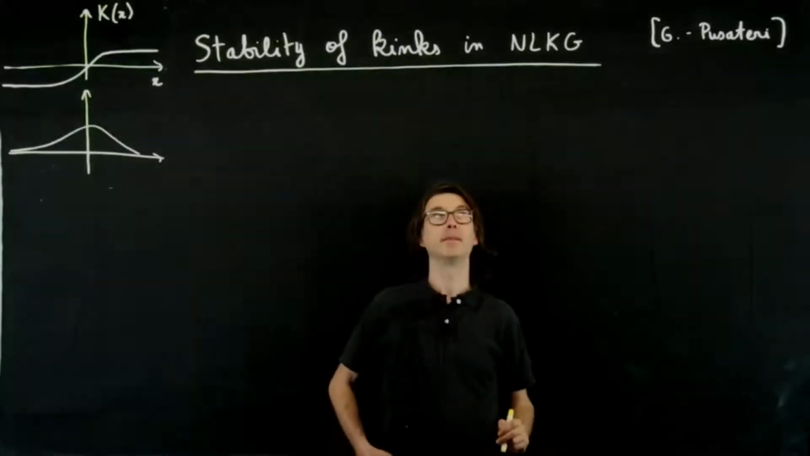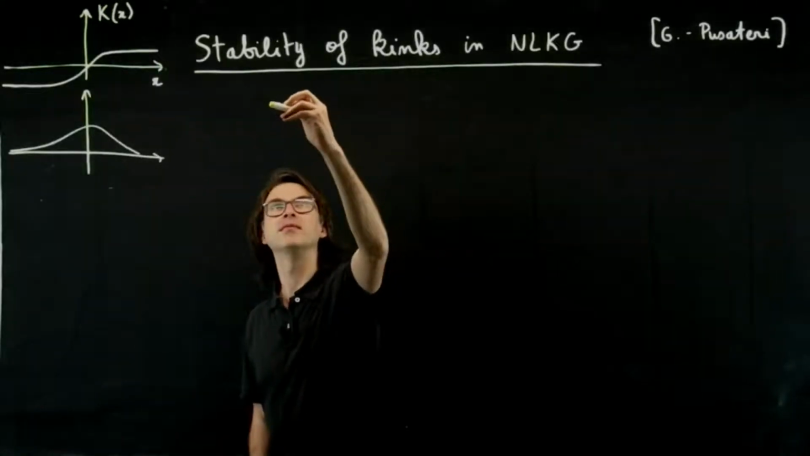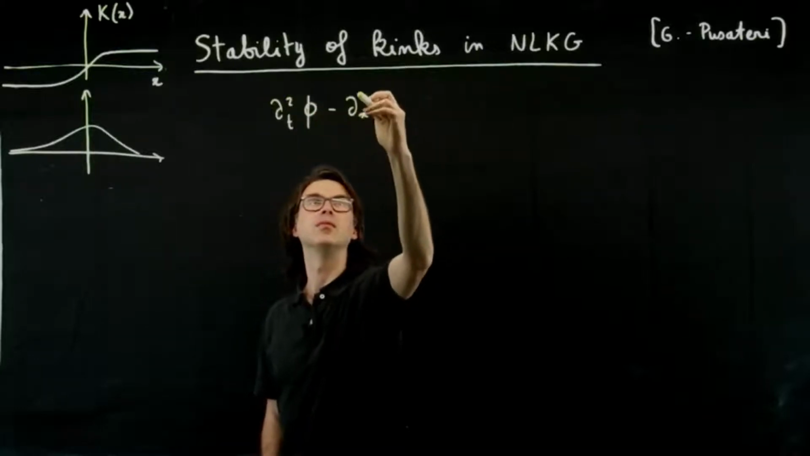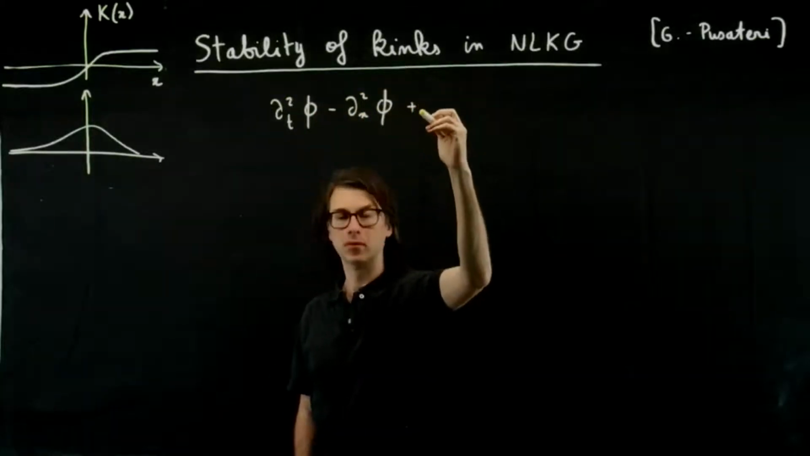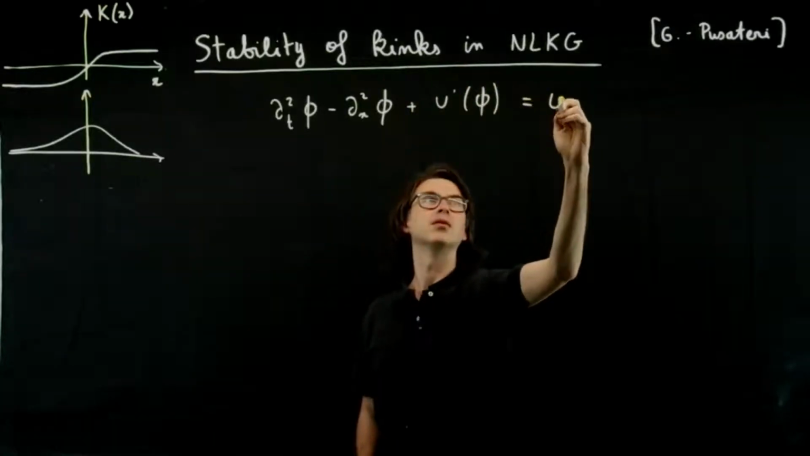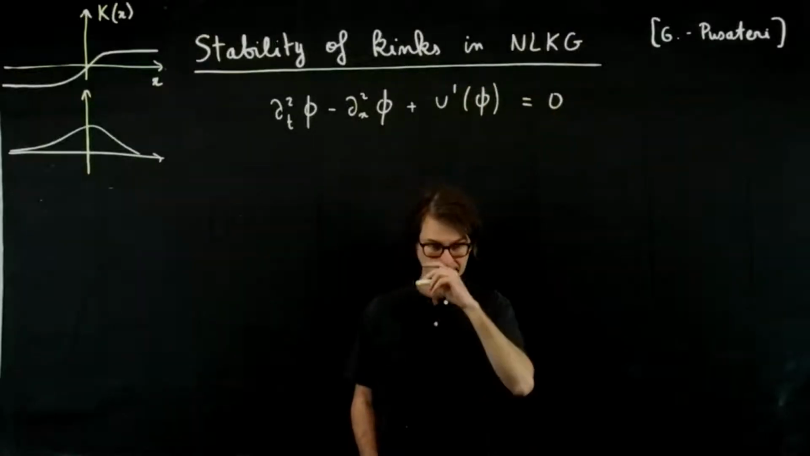Okay, so the general form of the equation is the following. Plus U prime of phi. So U is the potential energy.